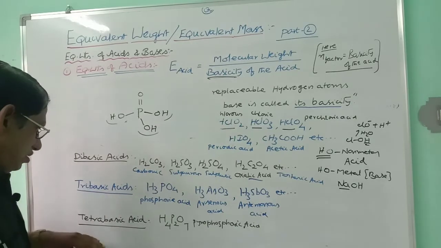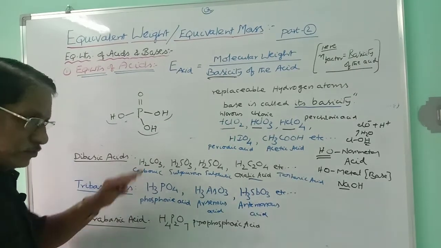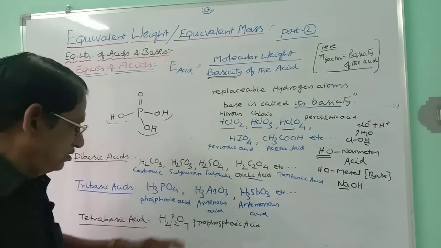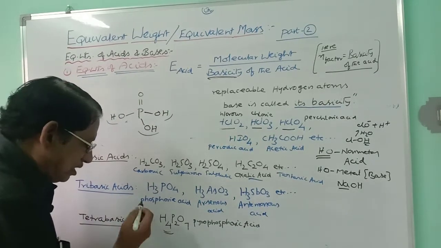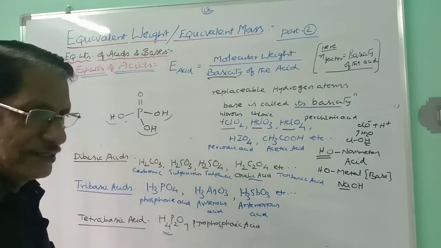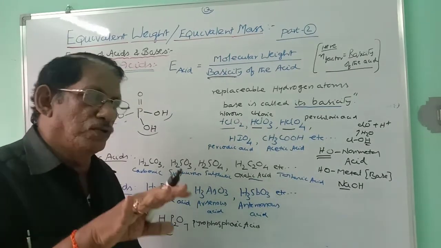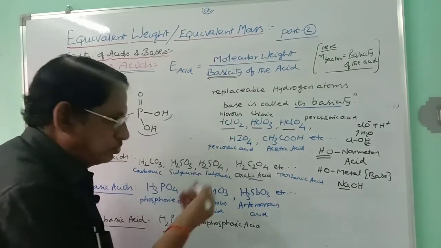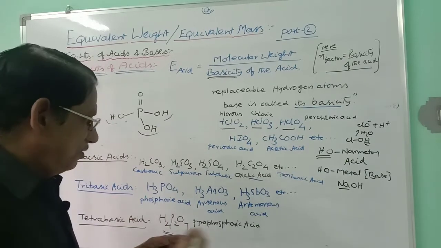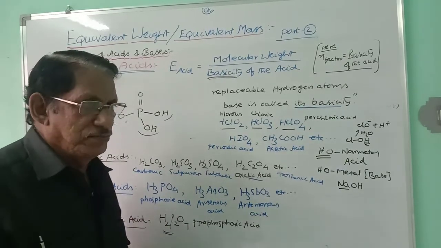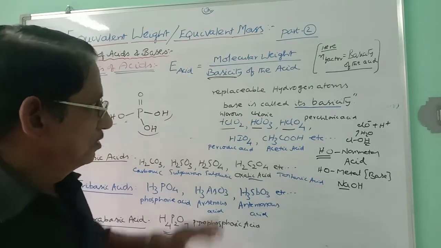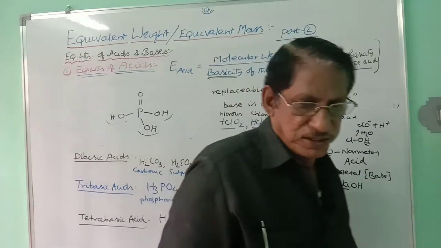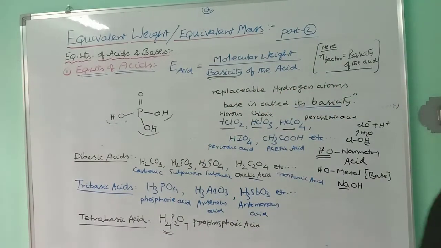Similarly, you can take a tetrabasic acid. Tetrabasic acid belongs to the phosphorus oxide series. This is H4P2O7. It is a tetrabasic acid. All 4 hydrogens have acidic character because 4 OH groups are attached to the 2 phosphorus units, and that is why pyrophosphoric acid is the best example for tetrabasic acids. In this way, you can consider monobasic, dibasic, tribasic, and tetrabasic acids as examples.